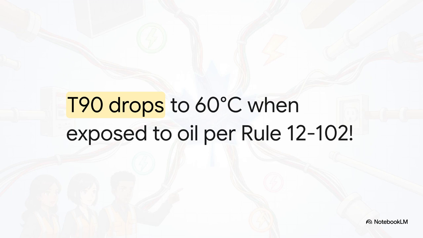When you're sitting in that exam room, remember that environments change the rating of the wire. Grab your highlighter and mark that T90 drops to 60 when exposed to oil.